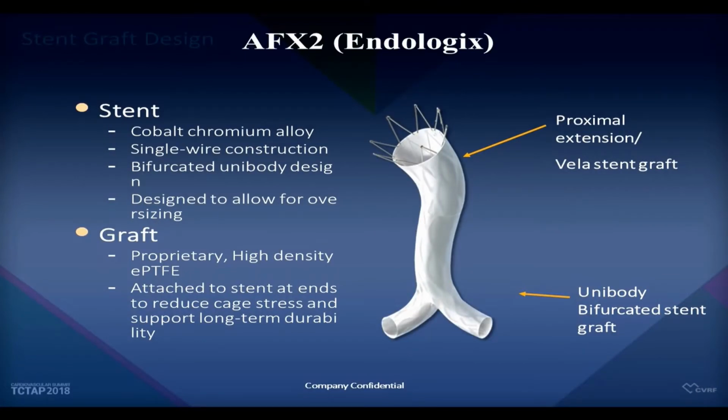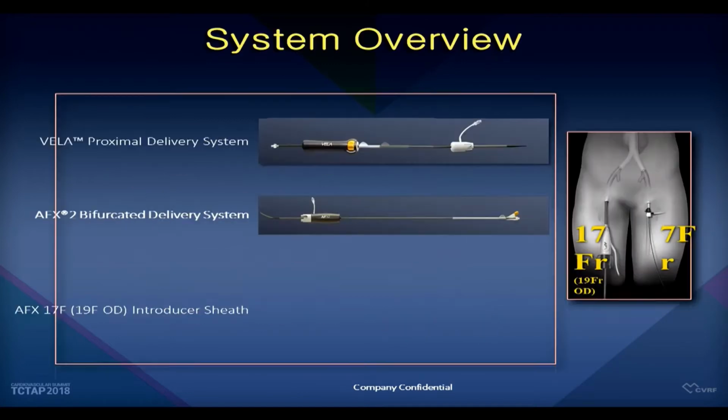This is a unibody bifurcated stent graft, and we can implant on top of the bifurcated stent graft the proximal endograft. So this is a two-piece system. And next, this is the delivery system.